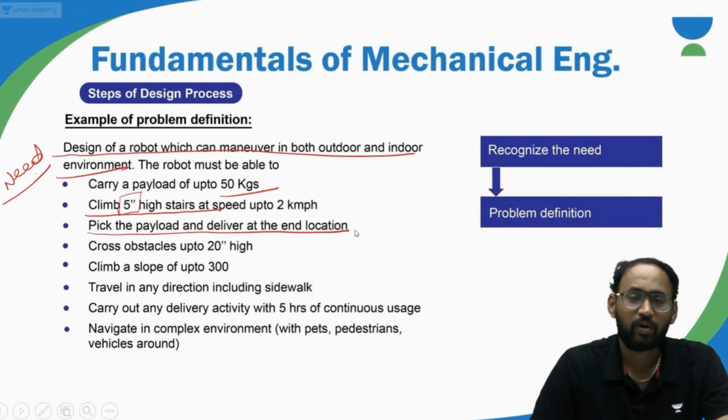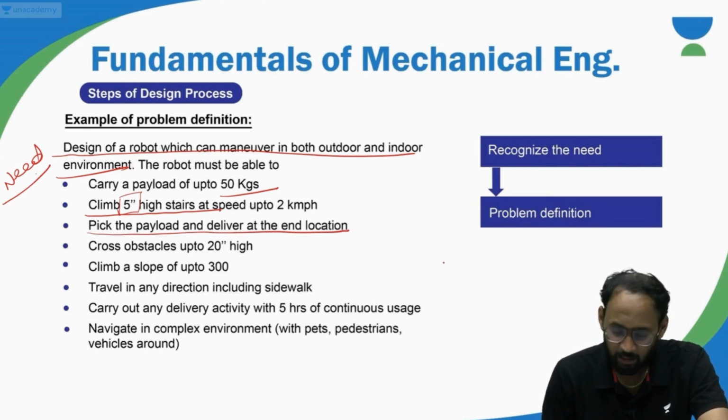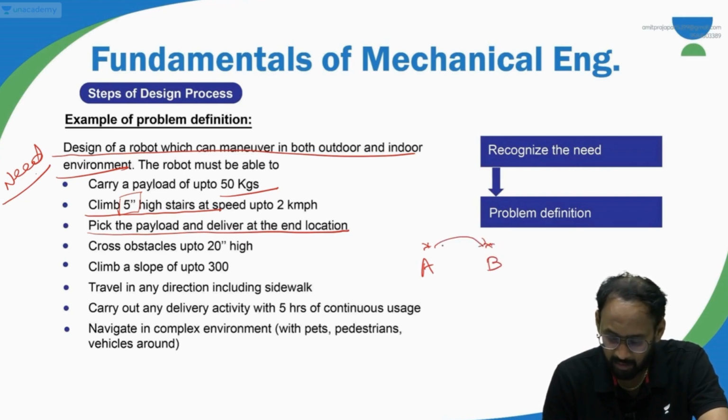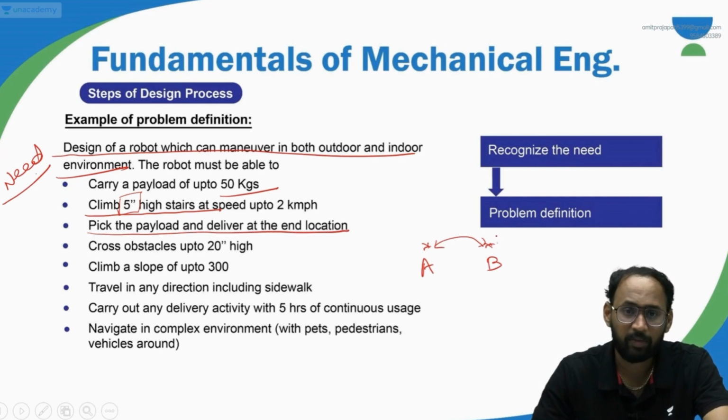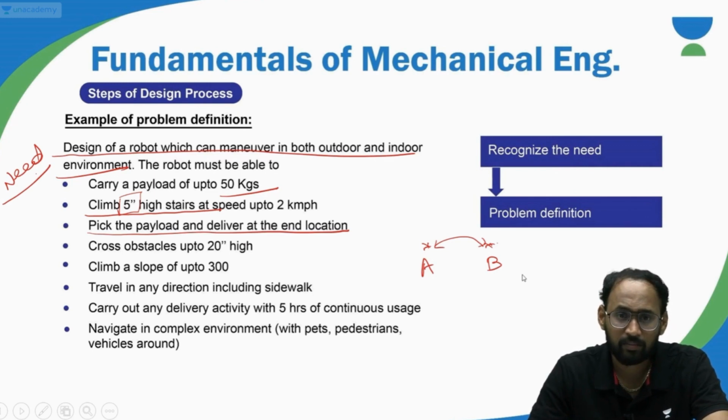So it's a robot which is going to take the product from point A to point B. It is going to pick the luggage from point A and drop it at point B. So this is also one of the problem definitions.